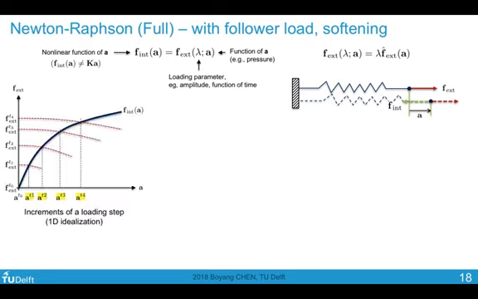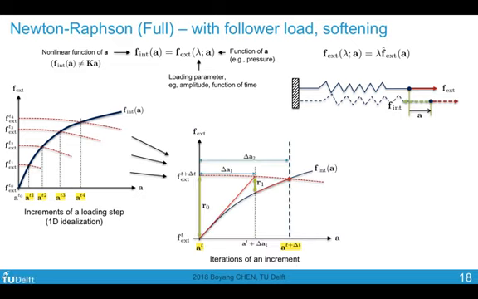The difference here would be that now the external force is a function of A. We can no longer plot a straight line for each level of loading, so it must be a function of A. In this case, let's say that the external force decreases with respect to increasing A. And then the rest of the procedure is quite similar.